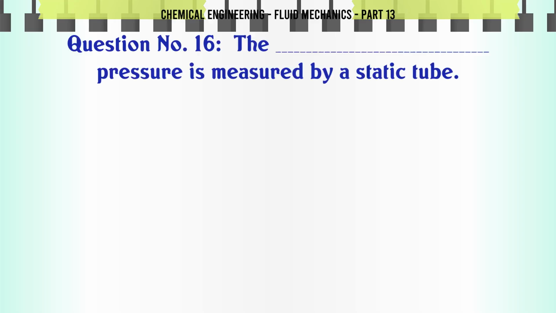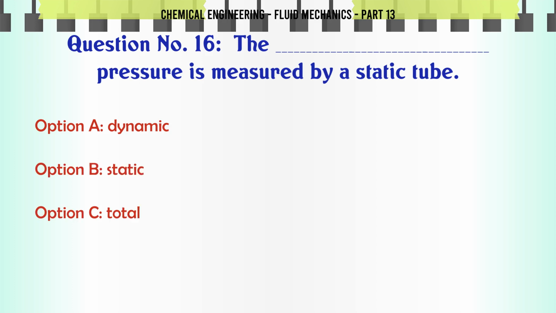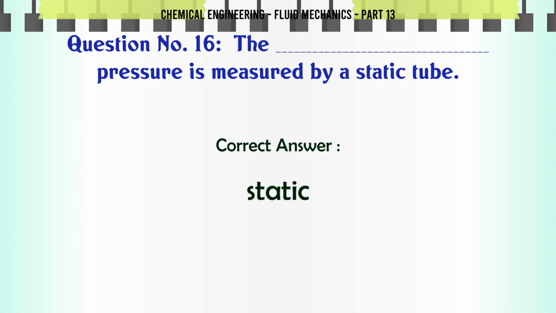The pressure is measured by a static tube. A. Dynamic. B. Static. C. Total. D. None of these. The correct answer is static.